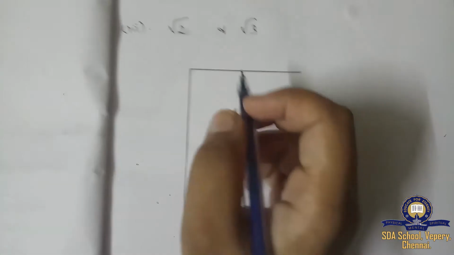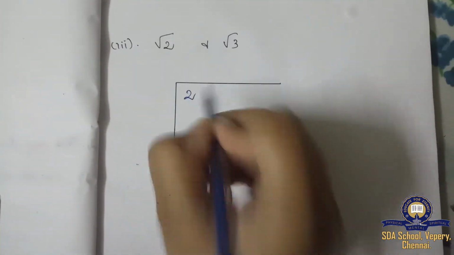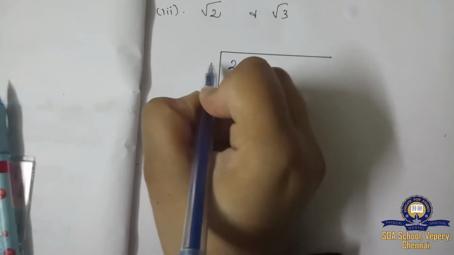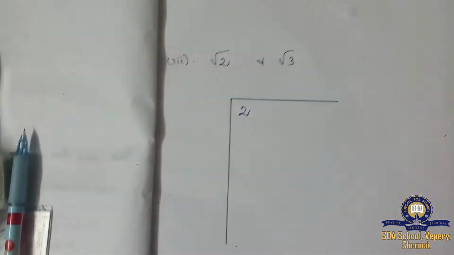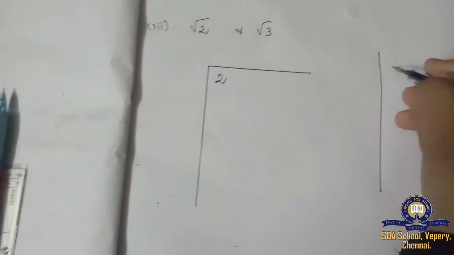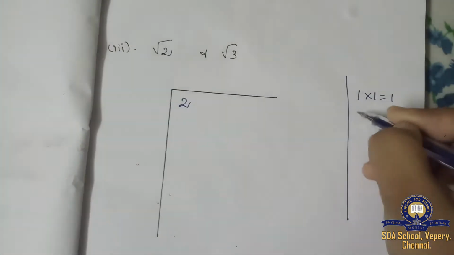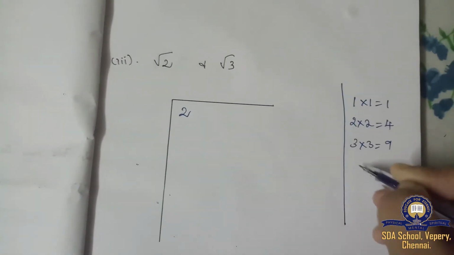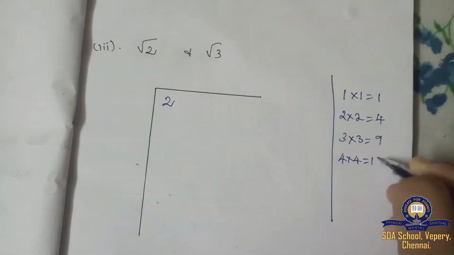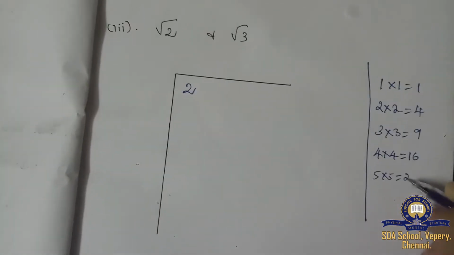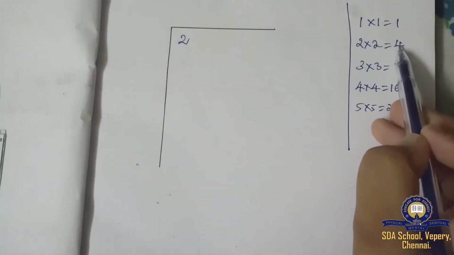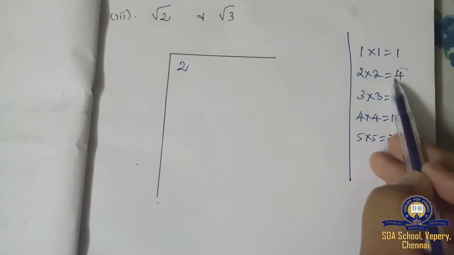Okay, so let us write 2. Step 1: first of all, you have to take a number. Let me tell you, 1 ones are 1; perfect squares only you have to take. 2 twos are 4, 3 threes are 9, 4 fours are 16, 5 fives are 25, and it goes on. Now we have to take a number below 2. I cannot even take 2 twos, because it gives me 4. So the only possibility is 1 ones.